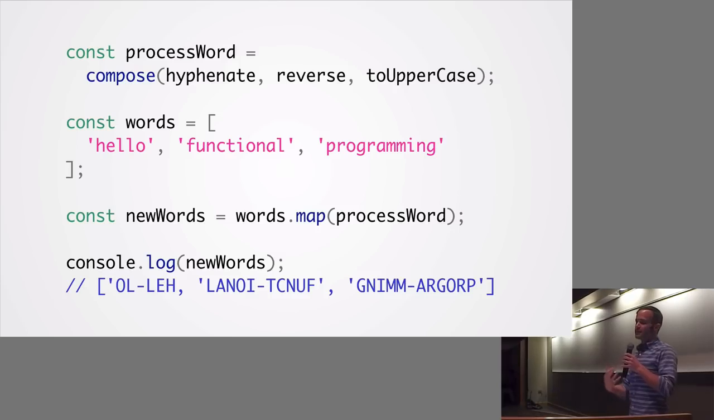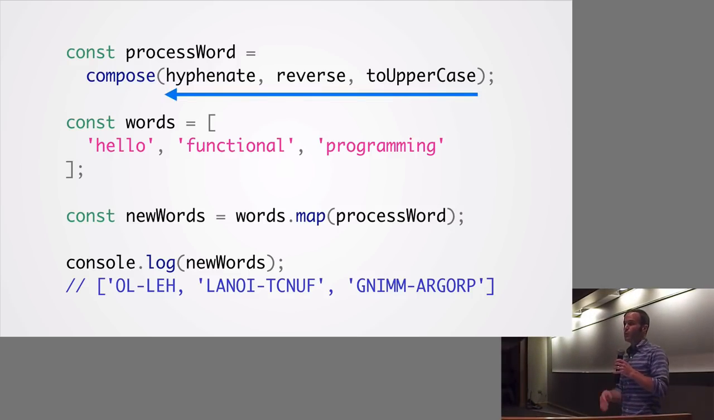So if I had something like this, process word, we won't show the implementation of these functions, but we have hyphenate, reverse, and to uppercase. They're fairly self-explanatory. Reverse will reverse the string, hyphenate's going to put a hyphen in the middle as best as possible. But I want to say apply all these functions at once. So what I could do is compose them together, take all the functions and chain them together to where it becomes one new function that applies all of these one at a time.